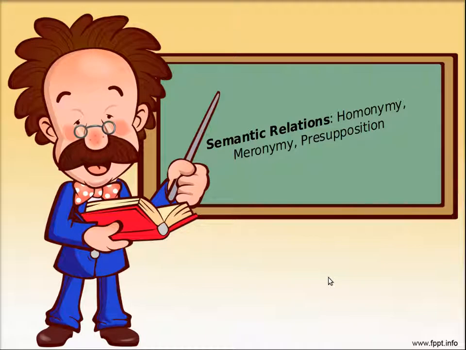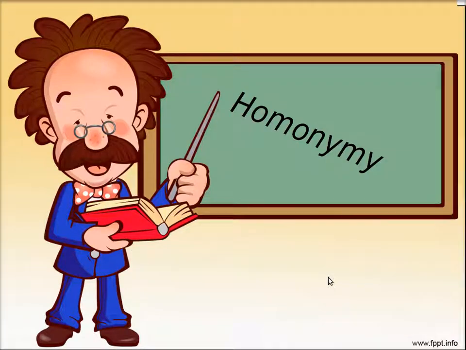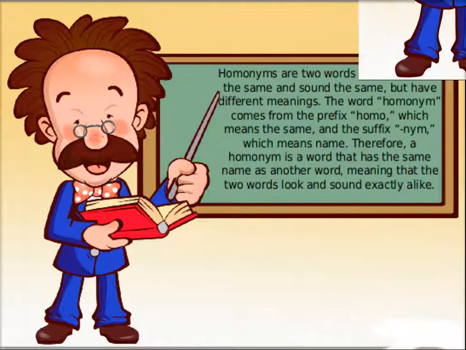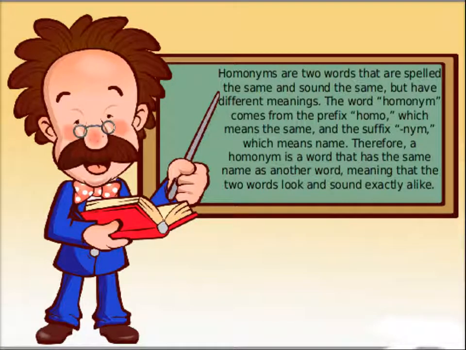Semantic relations: homonymy, meronymy, presupposition. Homonymy. Homonyms are words that are spelled the same and sound the same, but have different meanings. The word homonymy comes from the prefix homo, which means same, and the suffix onym, which means name. Therefore, a homonym is a word that has the same name as another word, meaning that the two words look and sound exactly alike.